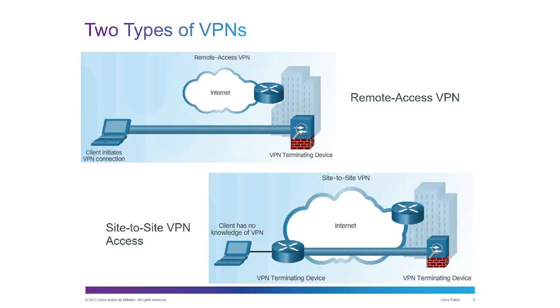So with that, when we think about the types of VPNs that we can have, there are two main categories of VPN connections. One is known as a remote access VPN, and the other one is known as a site-to-site VPN.